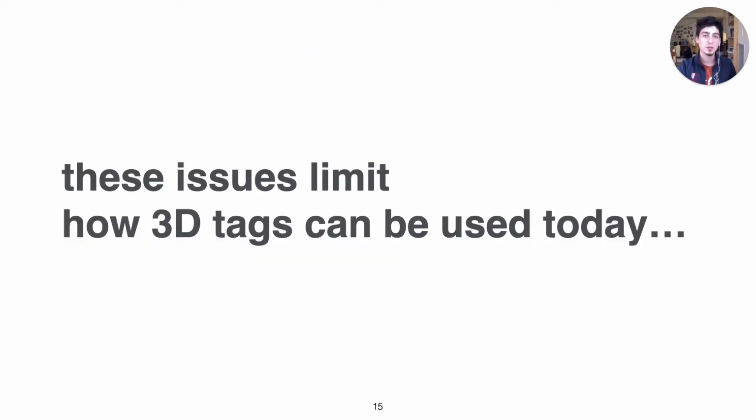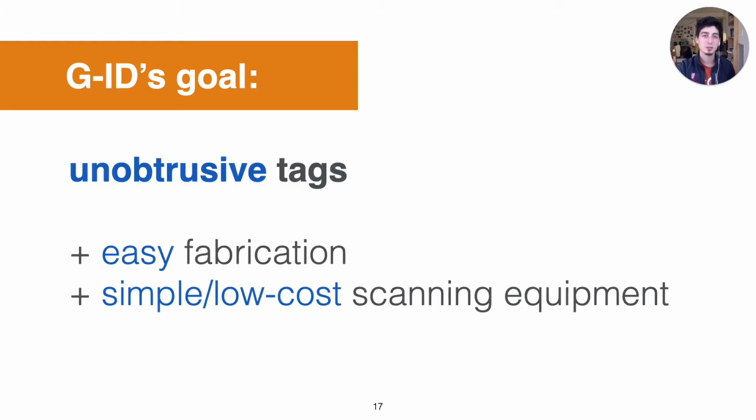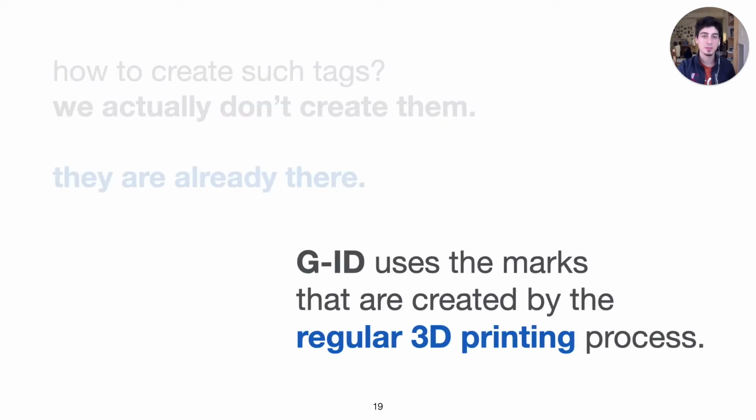These issues limit how 3D tags can be used today, as we either have to live with visible tags or have complicated equipment to scan subtler tags. With GID, our goal is to have unobtrusive tags that are easy to fabricate and that can be detected using low-cost scanning equipment. And the thing is, we actually do not create these tags. They're already there. GID uses the patterns that are already created by the regular 3D printing process.